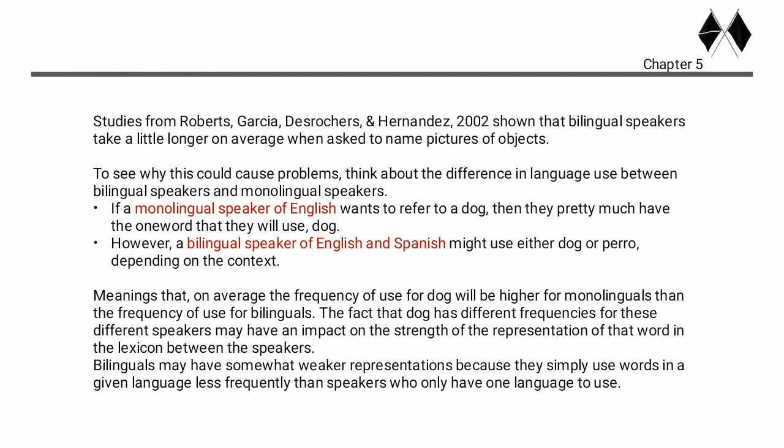However, a bilingual speaker of English and Spanish may use either dog or perro depending on the context, meaning that on average the frequency of use for dog will be higher for a monolingual than the frequency of use for a bilingual. The fact that the word dog has different frequencies for these different speakers may have an impact on the strength of the representation of the word in the lexicon between the speakers. Bilinguals may have somewhat weaker representations because they simply use a word, even in a given language, less frequently than the speakers who only have one language to use.